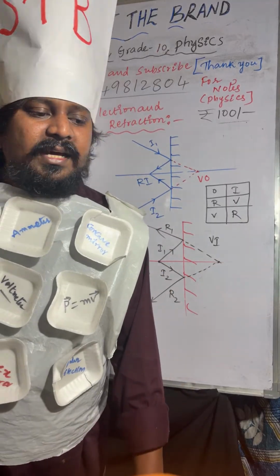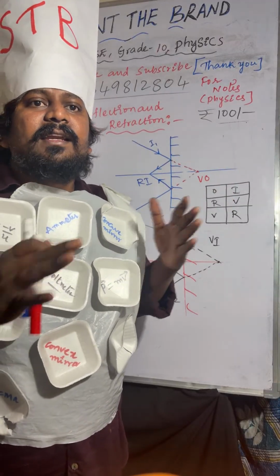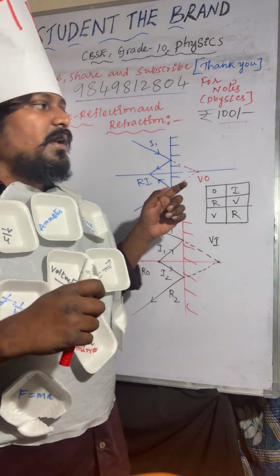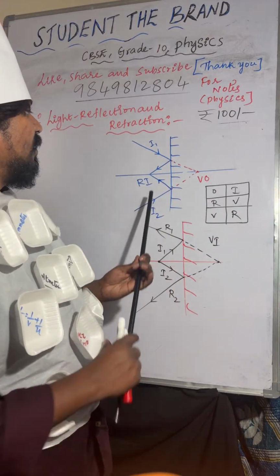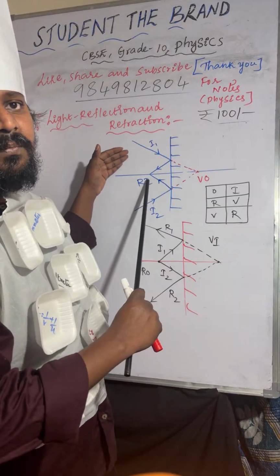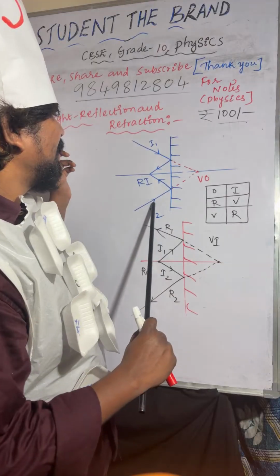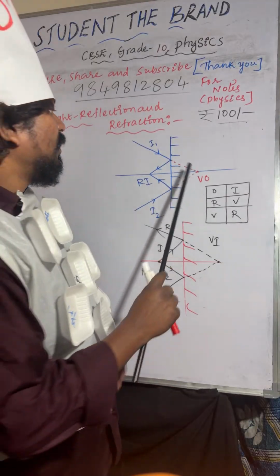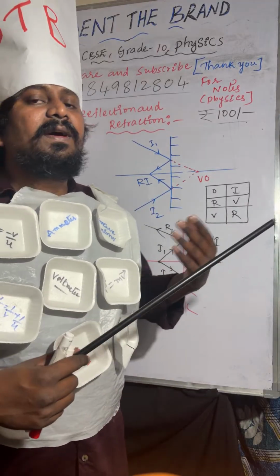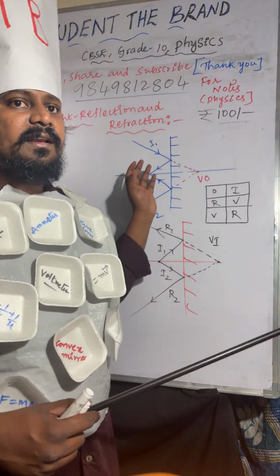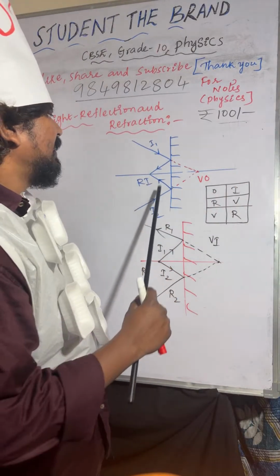Because the reflected light rays themselves are meeting at one point. This is the incident ray I1, I2. After reflection those are meeting at one point, so a real image is forming. Here we are extending I1 and I2, and those two light rays meet at one point, that is a virtual object, not a real image. We are extending the incident light rays.